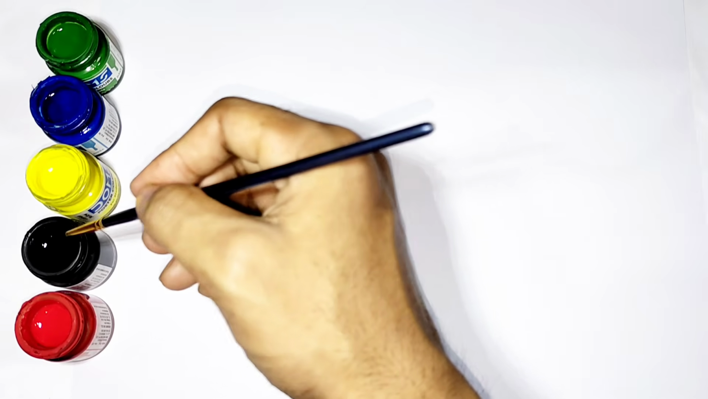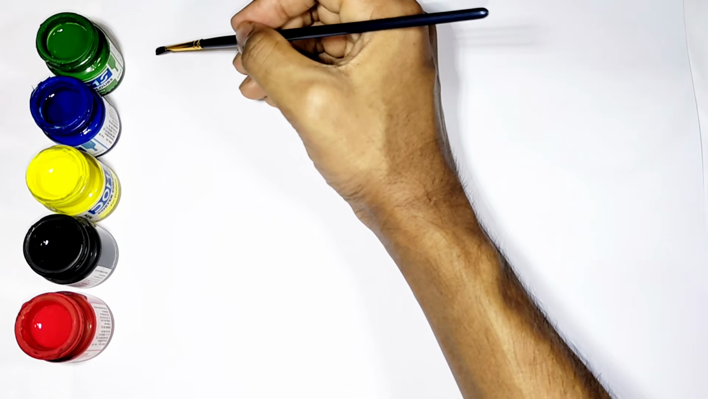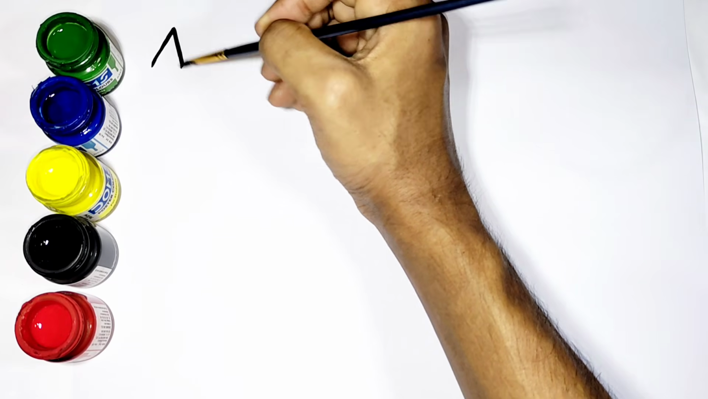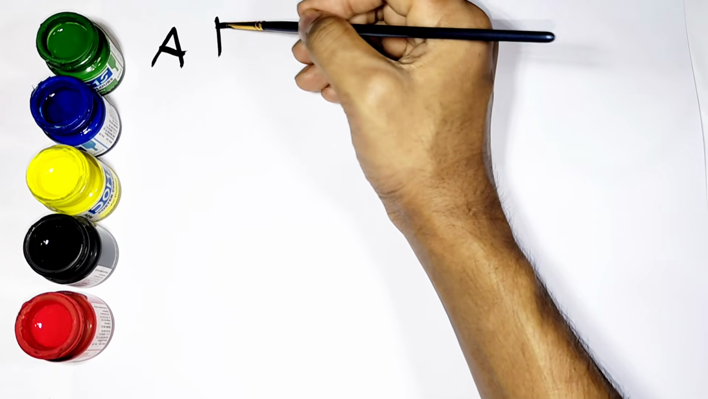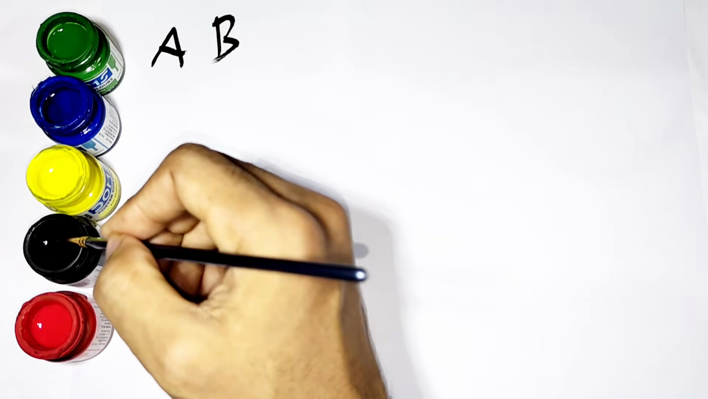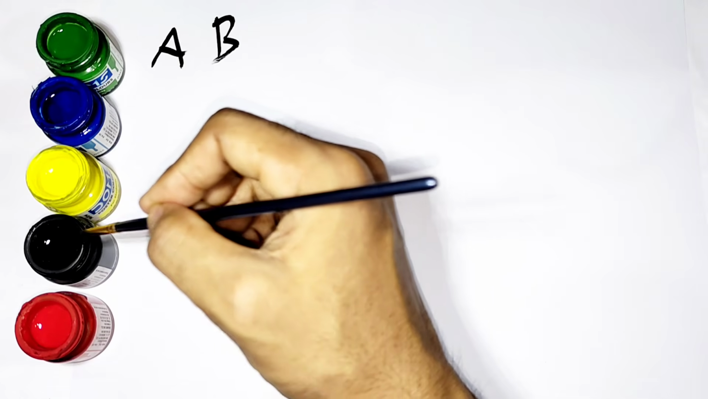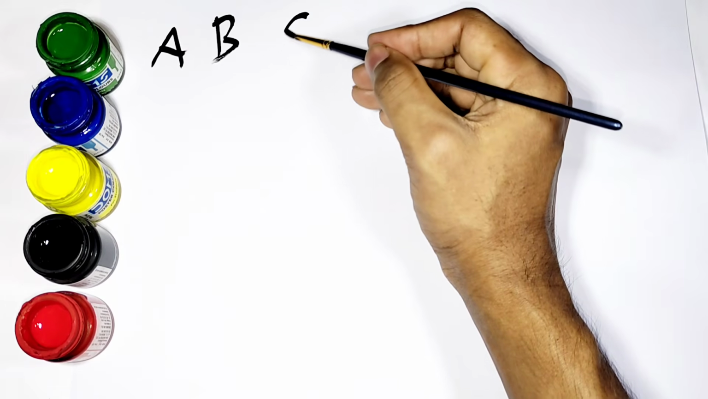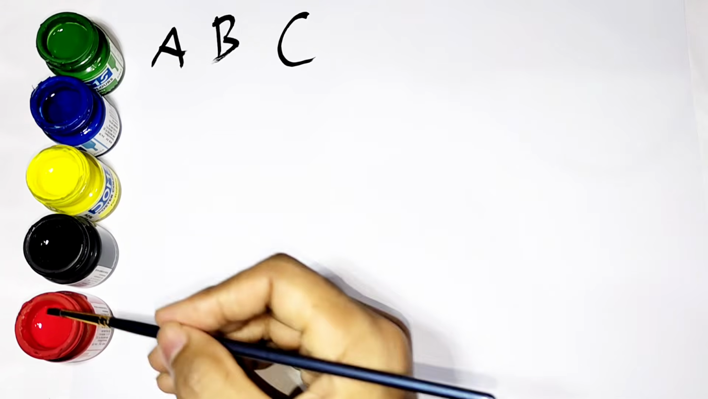Now we draw the alphabet of A. First we are using black color and draw the alphabet of A. The next one is B. B for ball, B for bat. Kids, the next one is C. C for cow, C for cat.